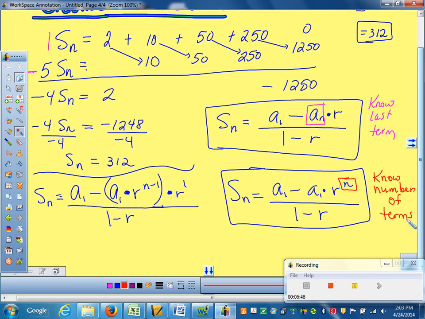So you choose your formula based on what the problem gives you. If it gives you the last term, you choose the top formula. If they tell you how many terms you're going to have, you use the bottom formula. Let what's given in the problem tell you which formula to use. They both work fine, they both give you the same answer. So, I can use my poster that I ripped. Last term, number of terms.